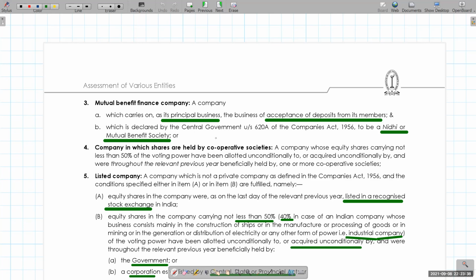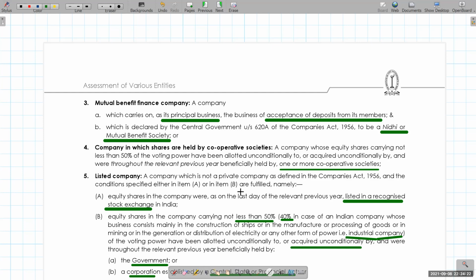Okay, understood? Next comes a company in which shares are held by a cooperative society. A company whose equity shares carrying not less than 50% of voting rights have been allotted unconditionally to, or acquired unconditionally by, or in the relevant previous year are beneficially held by, one or more cooperative societies. So their shareholding, how much percentage? Above 50%. Okay, not less than 50%. So it is above 50%. If the voting power is held within one or more cooperative societies, we call them a company in which shares are held by a cooperative society. Understood?